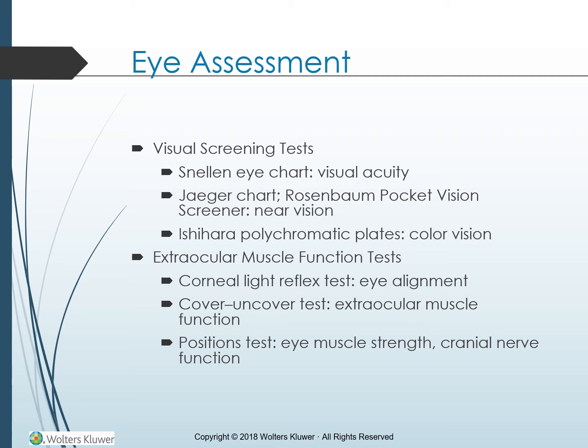Positions test. The positions test, or cardinal positions of gaze, is done to assess eye muscle strength and cranial nerve function. The examiner asks the client to focus on an object that is approximately 12 inches away and moves this object through 6 cardinal positions in a clockwise direction. As the object is moved, the examiner observes the client's eye movements, which should be smooth and symmetrical in all 6 directions. If asymmetrical movements are noted, it indicates weakness in the extraocular muscles or dysfunction of the cranial nerve that innervates this muscle.